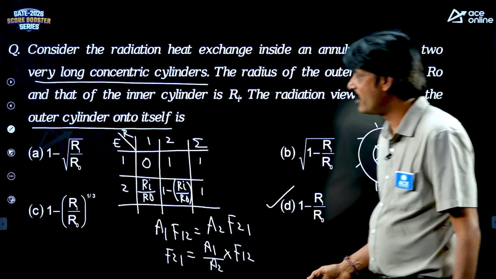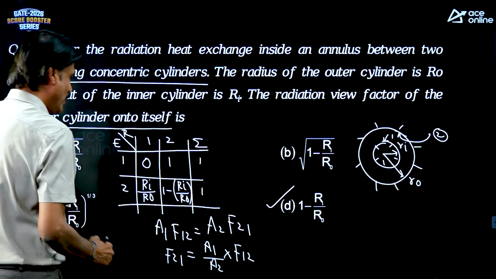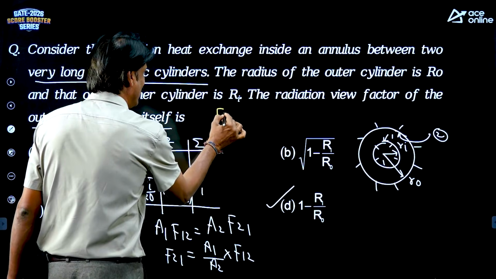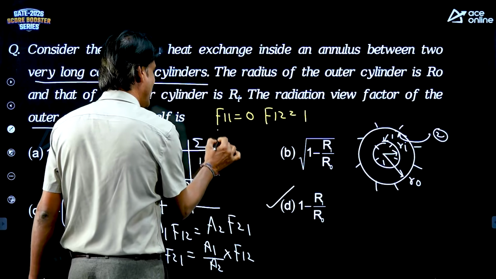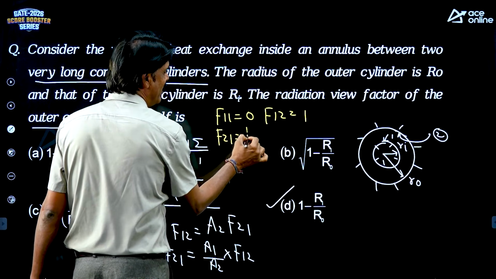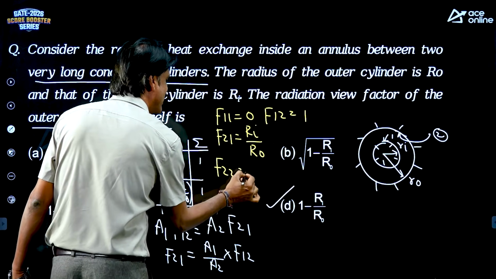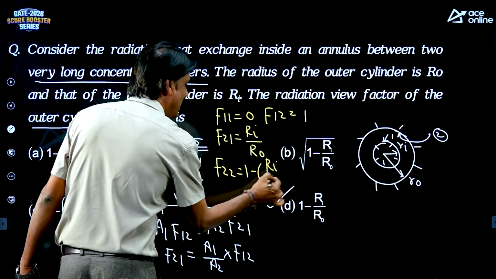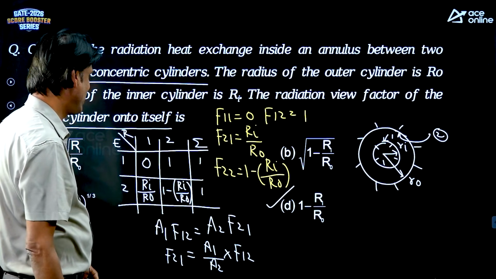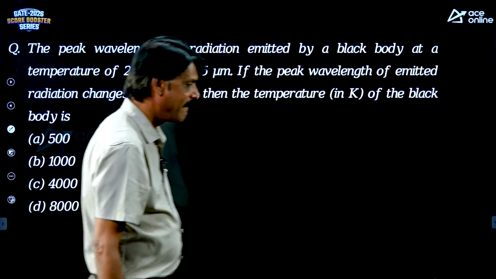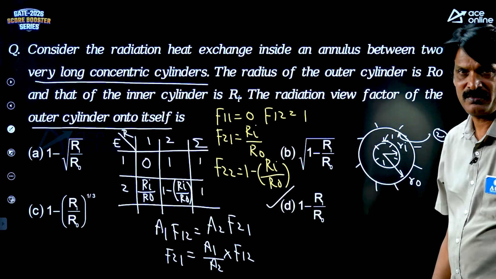Shape factors, when you are writing the shape factors: F11 equal to 0, F1 on 2 equal to 1, F21 is equal to Ri by R0, F22 is equal to 1 minus Ri by R0. Next. Because shape factors are always asked in questions.